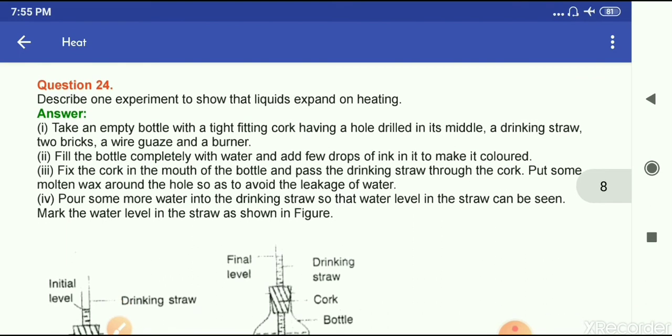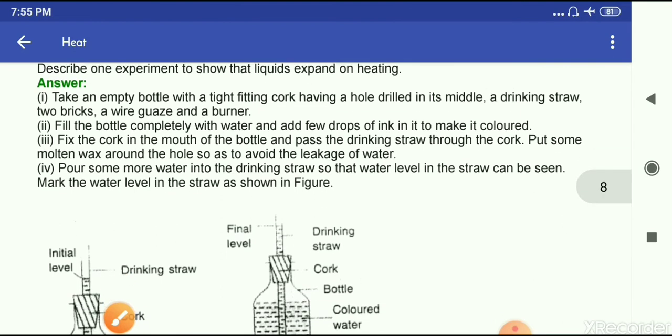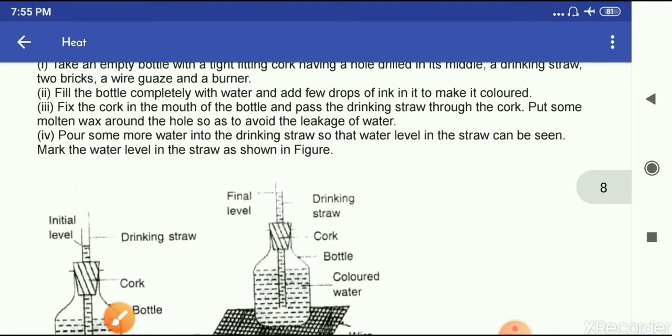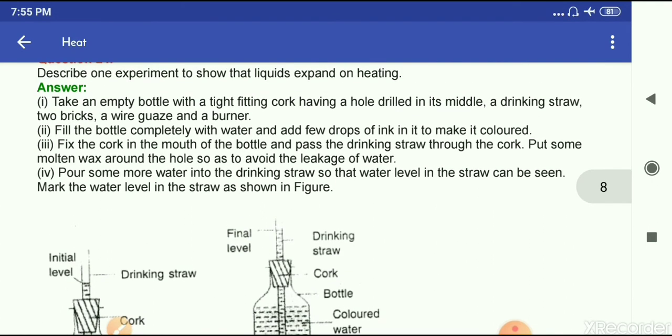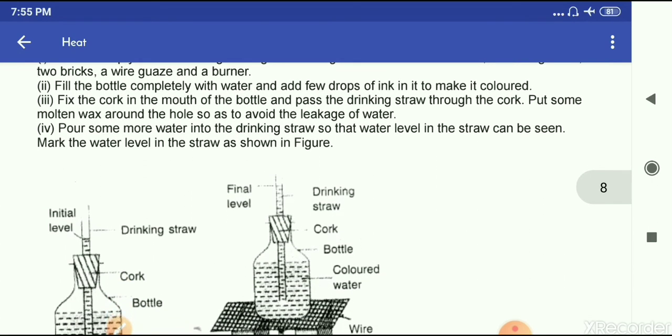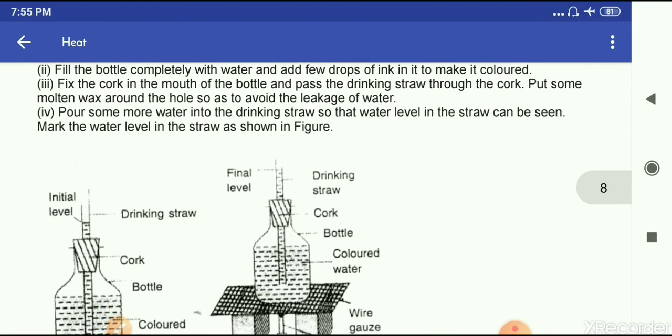Question number 24. Describe one experiment to show that liquids expand on heating. So, first point is take an empty bottle with a tight fitting cork having a hole drilled in its middle, a drinking straw, two bricks, a wire gauze and a burner. Now, fill the bottle completely with water and add a few drops of ink in it to make it colored. Fix a cork in the mouth of the bottle and pass the drinking straw through the cork. Put some molten wax around the hole so as to avoid the leakage of water.